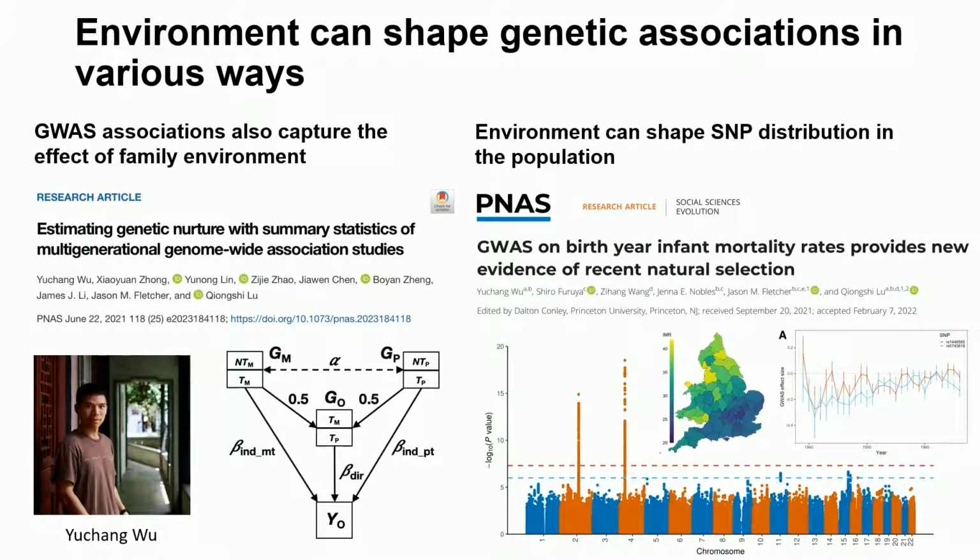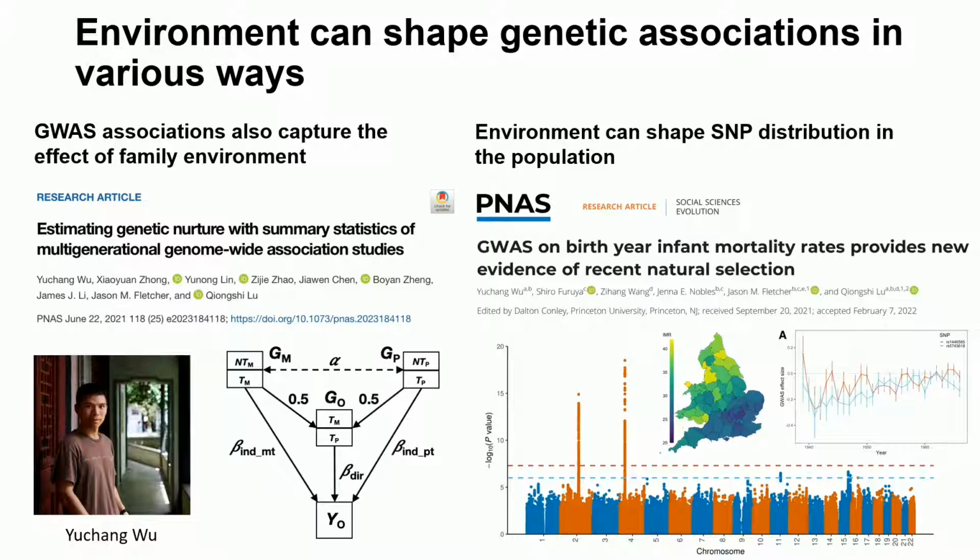A lot of GWAS associations for these types of complex traits are actually confounded by this parental genotype, which is something that most people ignore in existing studies. Parents' genotype causally shapes your genotype. Parents' genotype causally shapes your phenotype in some way.